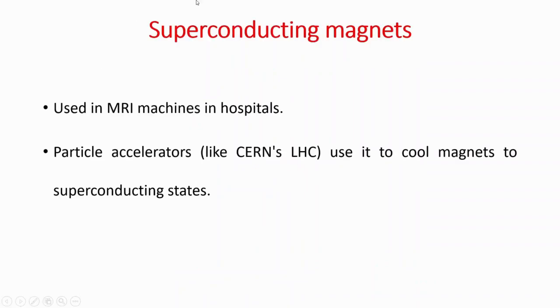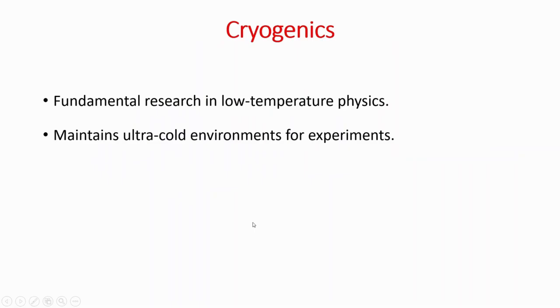Okay, so applications, in brief I will discuss the applications. So superconducting magnet. So in MRI machines in hospitals, okay, helium 4 is used. In particle accelerators like the LHC in CERN, helium 4 is used to cool down magnets to superconducting states. Cryogenics means low temperature physics. Fundamental research in low temperature physics, helium 4 is widely used, which maintains, so for certain experiments you have to use ultra cold environment. Okay, that is why in those cases also helium 4 is used.